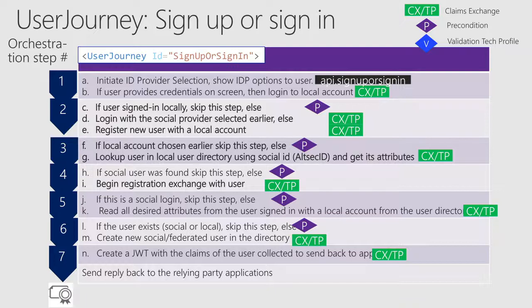Fifth step actually goes to the directory and gets all the claims that are required to be issued by IEF in the token. In the sixth step, which is almost the last step, if the user does not exist in the directory, then we create a social federated user in the directory.